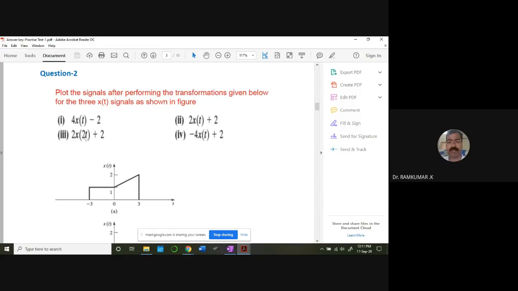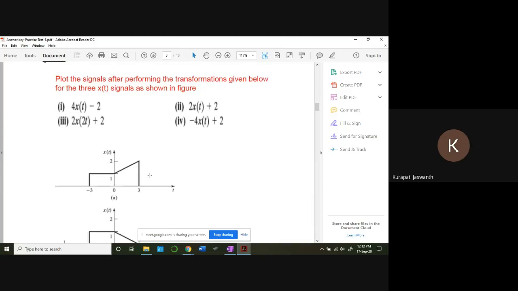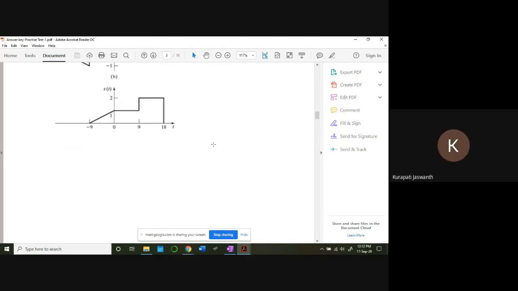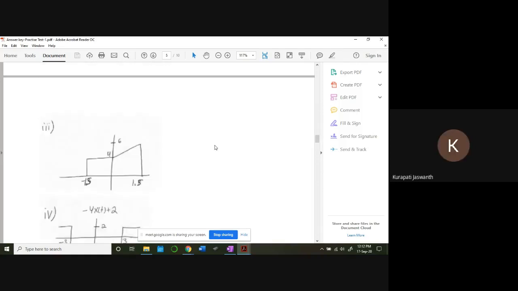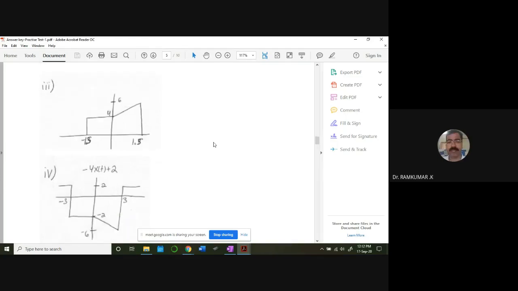First you compress it. So when you do x of 2t, the signal is going to get compressed. And then you perform this amplitude multiplication by 2. The amplitude will get scaled by 2. And then you shift. After adding plus 2, it should start from 2 now, sir. Yes, then in that case this is wrong, it's starting from 0. That's right. You modify it.